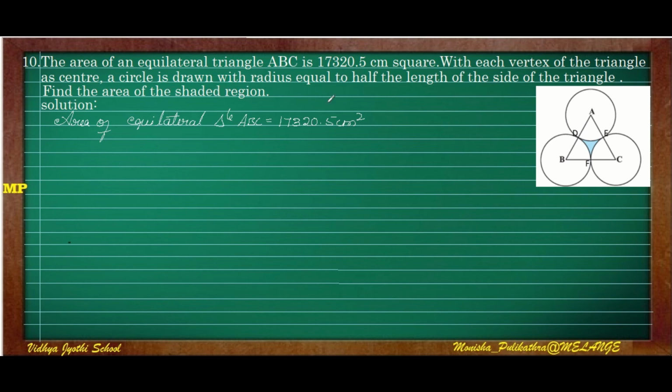We have to find the area of the shaded region. So this area which we can see is the shaded region, we have to find it out. So the area of an equilateral triangle formula is root 3 by 4 A square, which is equal to 17320.5. A square is equal to, we have to cross multiply, 17320.5 into 4 whole divided by root 3.